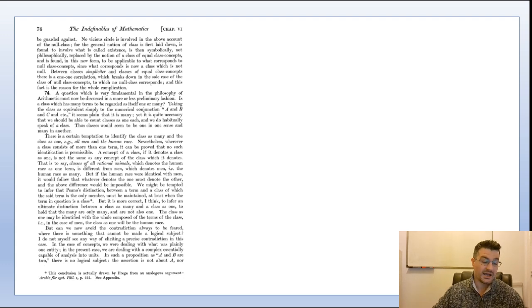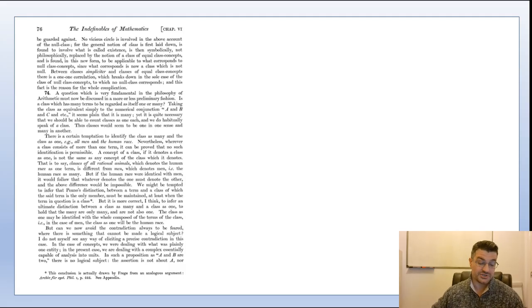Example, all men and the human race. Nevertheless, wherever a class consists of more than one term, it can be proved that no such identification is permissible. A concept of a class, if it denotes a class as one, is not the same as any concept of the class which it denotes. That is to say, classes of all rational animals, which denotes the human race as one term, is different from men, which denotes men, i.e. the human race as many.